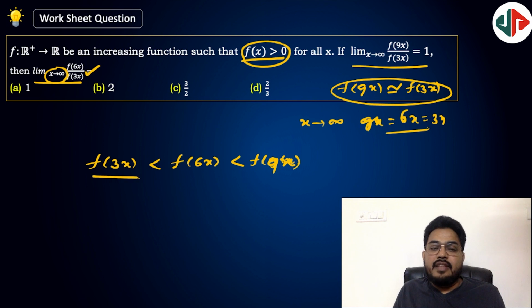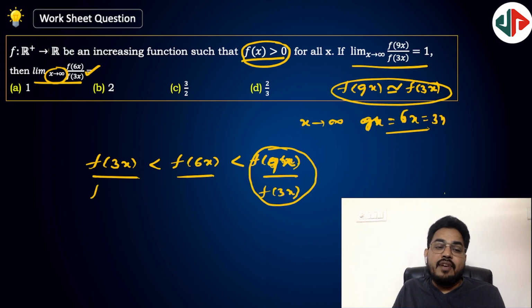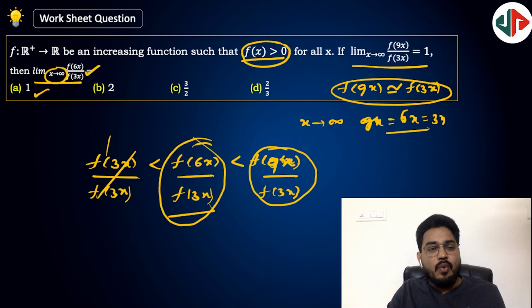So divide with f of 3x. The limit of f of 3x by f of 3x by default is 1. So by using the sandwich theorem, this value is also equal to 1.